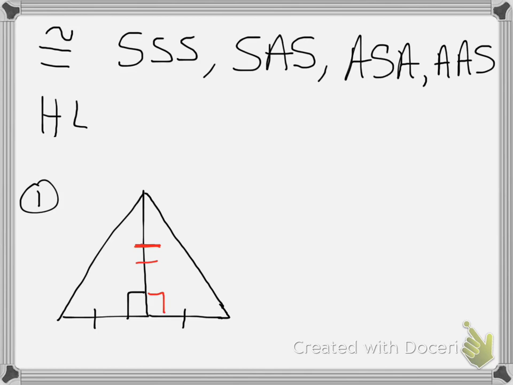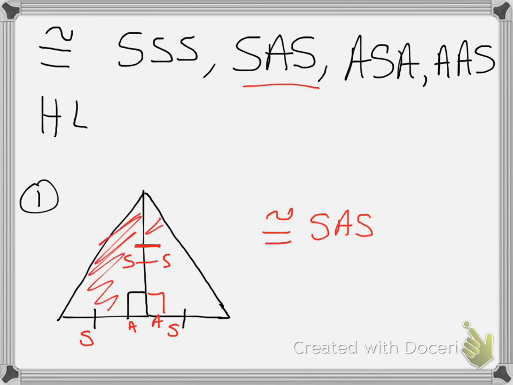I'm actually going to start with side angle side. Okay, because if we have a side here, an angle here, and then a side, then an angle, and then a side. So this triangle is congruent by side angle side. These two triangles, excuse me. This triangle is congruent to this triangle by side angle side. Okay, another type. Let's look at our second example.